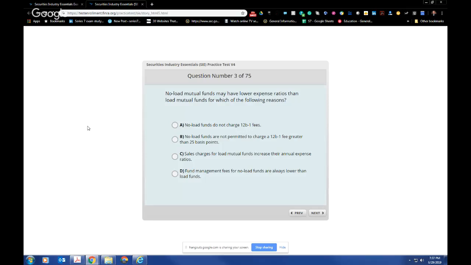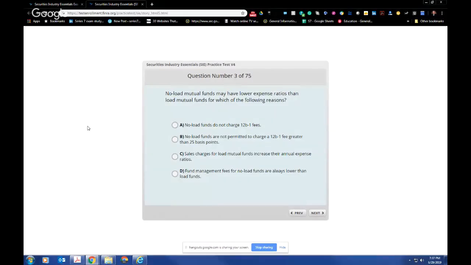No-load mutual funds may have lower expense ratios than load mutual funds for which of the following reasons? No-load funds do not charge 12B1 fees. So we have to come back to that. No-load funds are not permitted to charge a 12B1 fee greater than 25 basis points or 0.25%. Sales charges for load mutual funds increase your annual expense ratio. That's not true. Sales charges have nothing to do with expense ratio. Sales charge is what it costs you to go into the fund. It's like the cover charge at a bar.